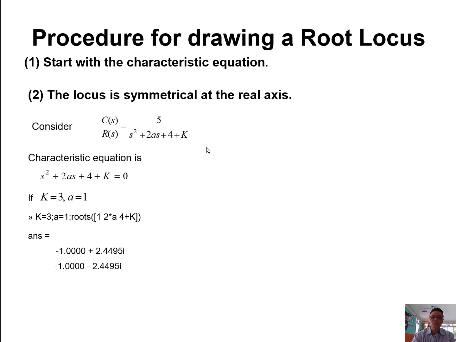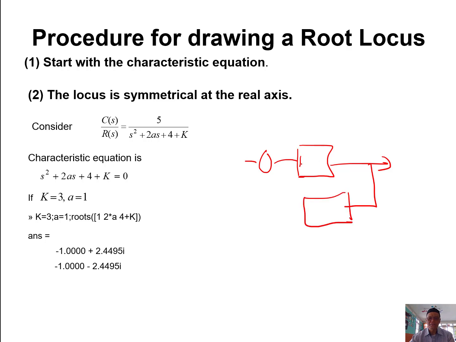First of all, when you start with a root locus, you must form your characteristic equation. Recall back the characteristic equation. If you have a transfer function of this nature, where I just remove the H(s), the characteristic equation will be 1 plus KGH equal to 0. So this is your starting point.